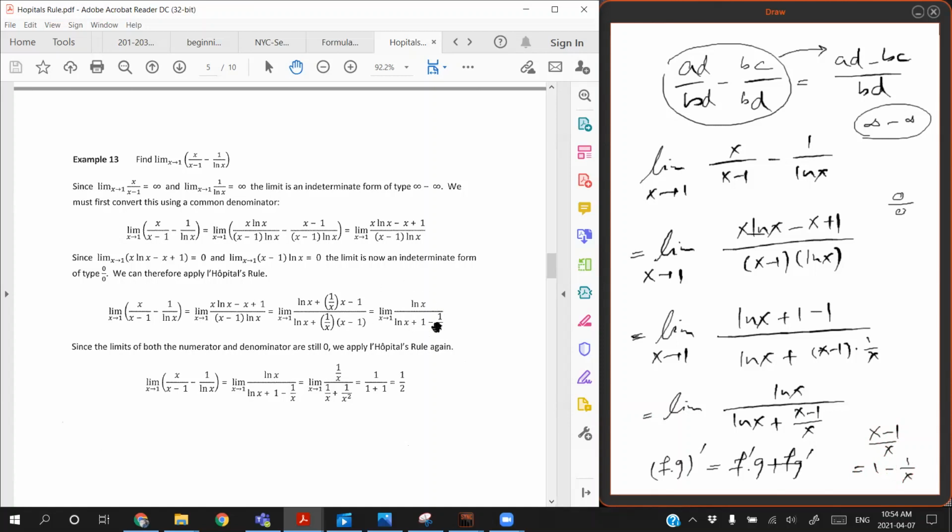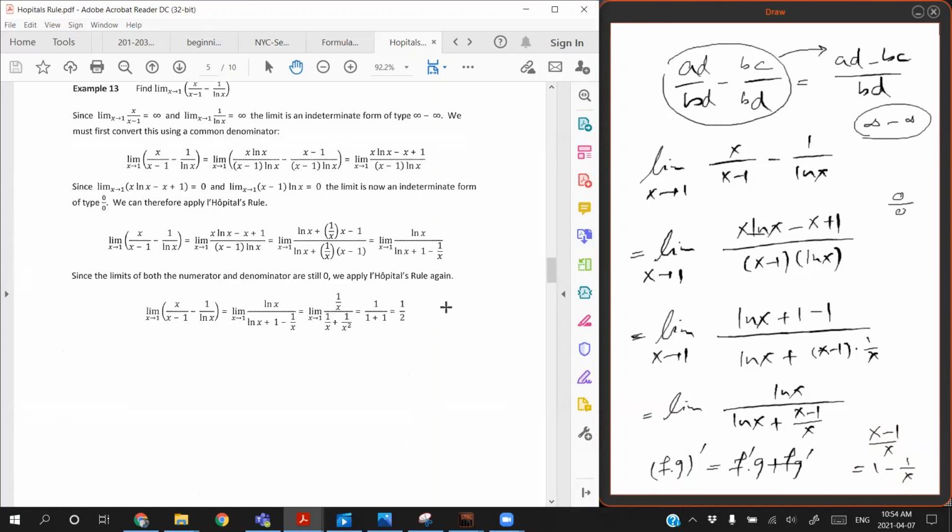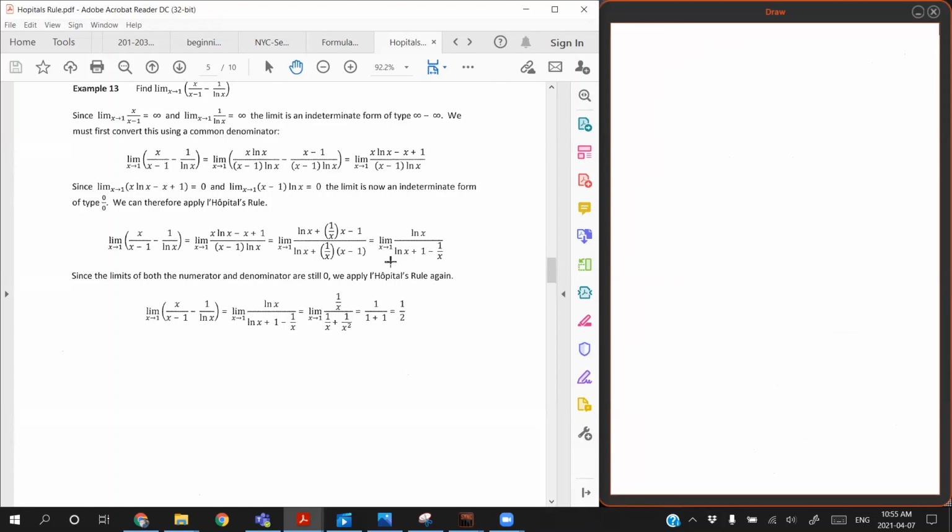So I have this, right? Now what happens if I just plug in 1 into this? If I plug in 1 into this, I'm going to get 0 on top, and at the bottom, I get 0 plus 1 minus 1. That means I get 0 over 0 again, right? So that means I have to use L'Hopital's rule a second time. Since both the numerator and denominator are still 0, we apply L'Hopital's rule again. So let's do that. Since you have it over here, I'm going to erase this.